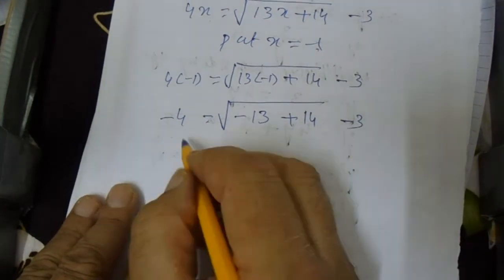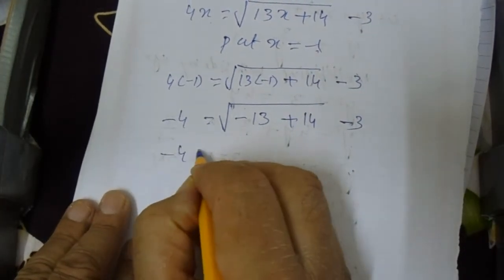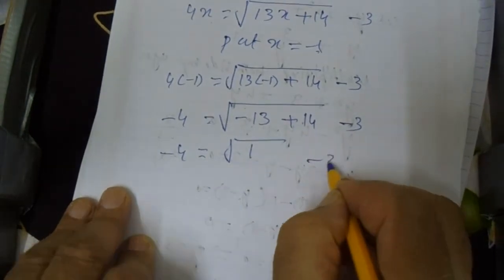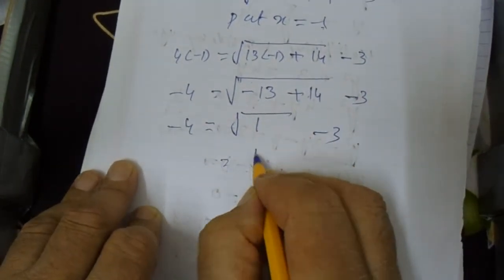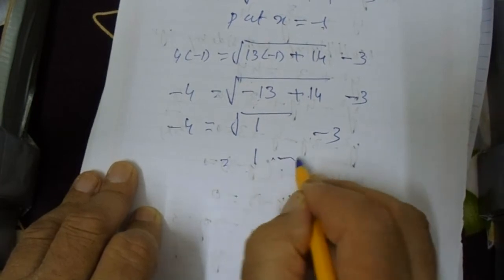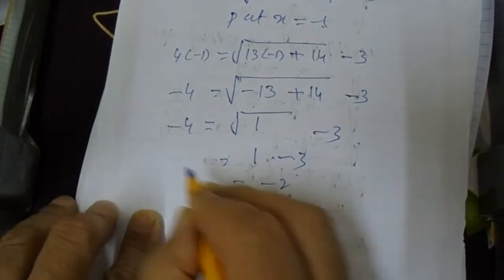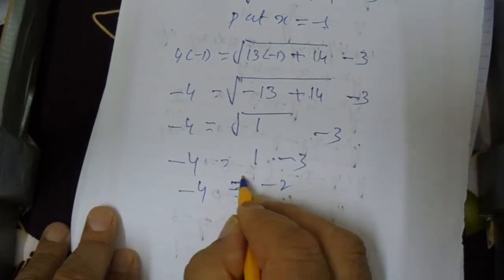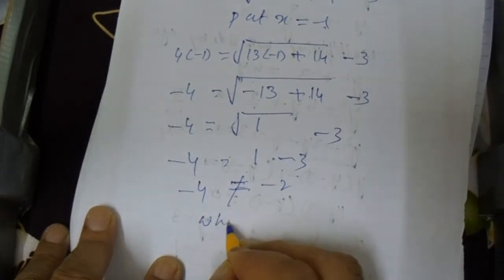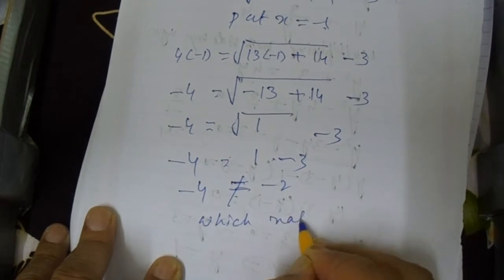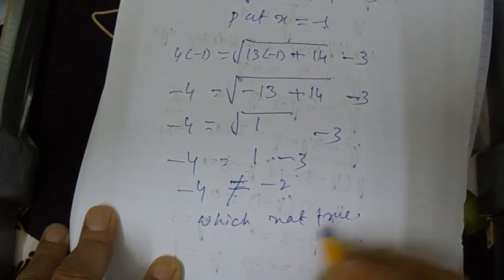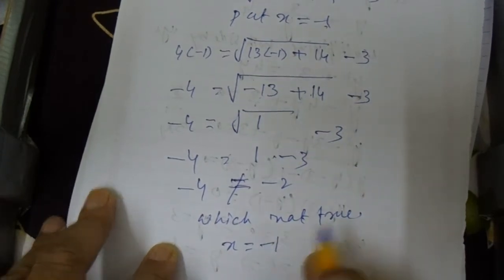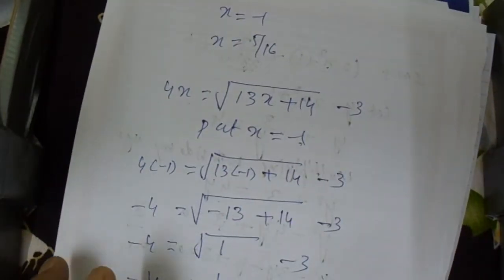Minus 4 is equal to under root 1 and minus 3, and 1 minus 3 is equal to minus 2. Here left hand side is minus 4 and right hand side is minus 2. This is not equal to this, which is not true. Now x is equal to minus 1 we will not take as a root of this equation.